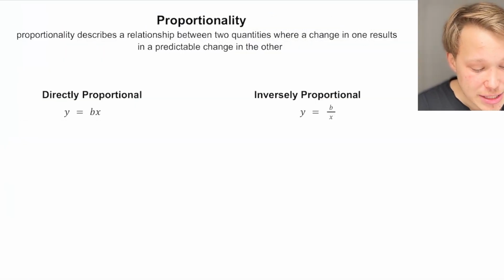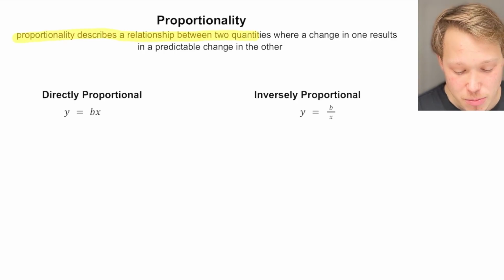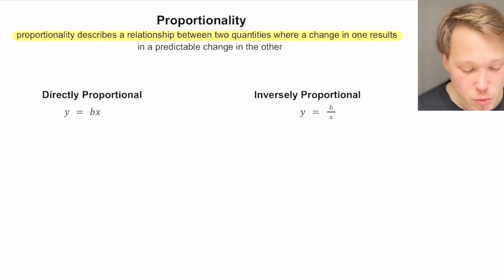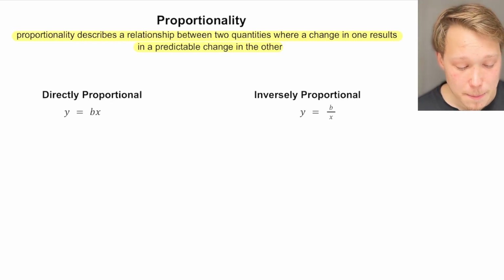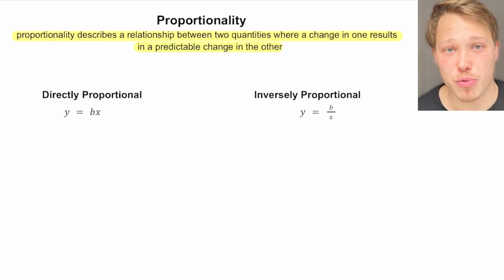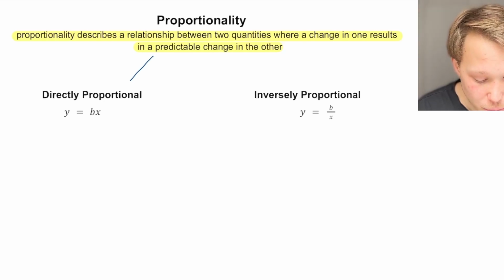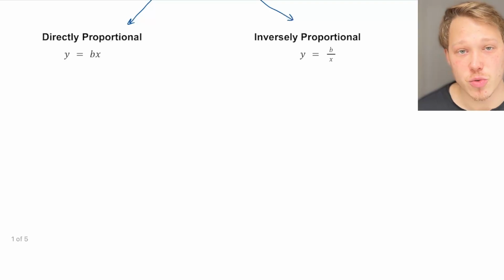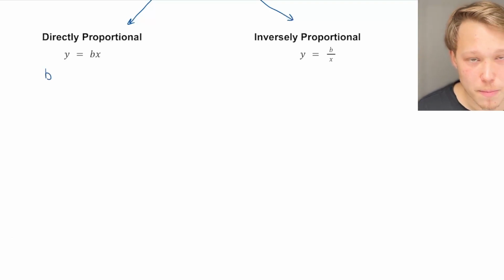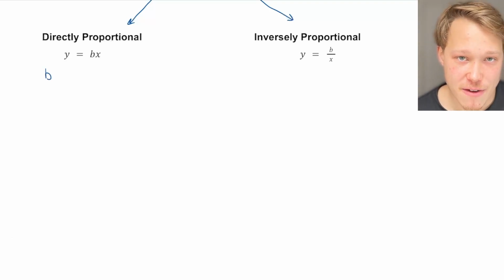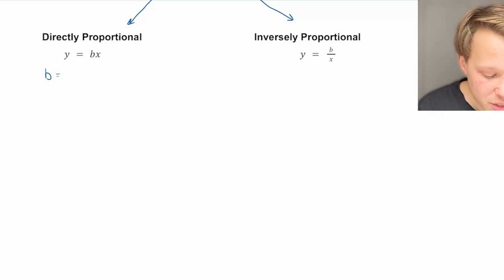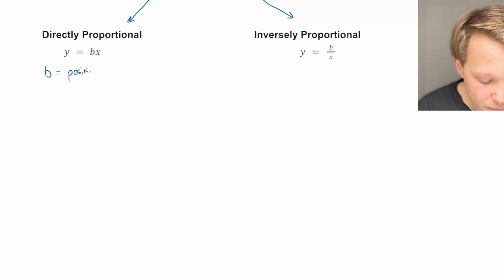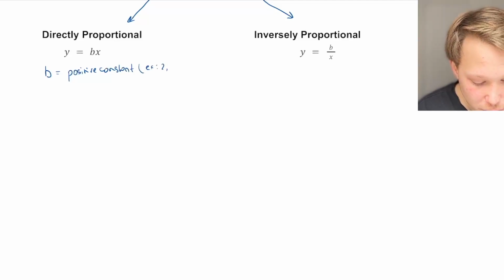Proportionality essentially describes a relationship between two quantities where a change in one results in a predictable change in the other one. Let me explain this a little bit further by introducing two different types of proportionality: one that is directly proportional and another that is inversely proportional. Let's examine these two equations right here. So y is equal to bx, right? x is going to be the input, the variable, and y will be the output. And b is just some kind of positive constant. So it could be like 2, 3, 4, etc.